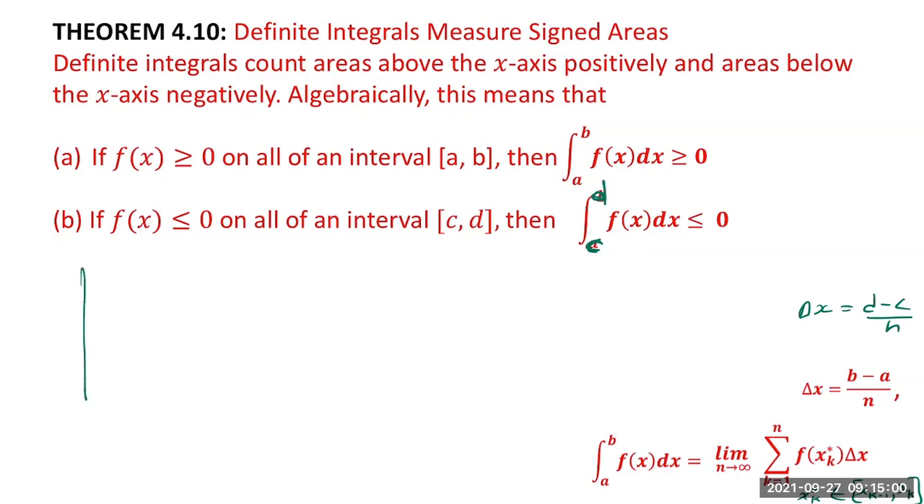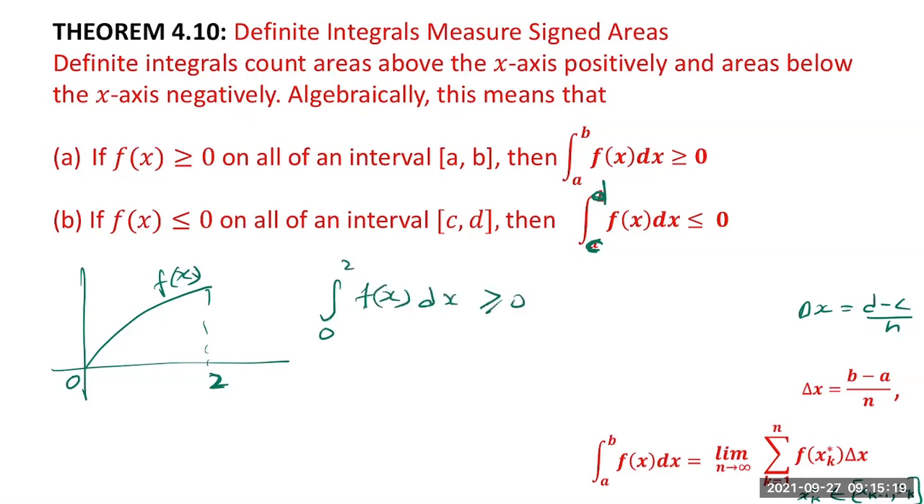Okay, geometrically, if we have a function like this, 0 to let's say 2, then let's say this is the function f of x. Then the definite integral from 0 to 2 of f of x dx is greater than or equal to 0 because this function is above the x-axis. It gives you this area.